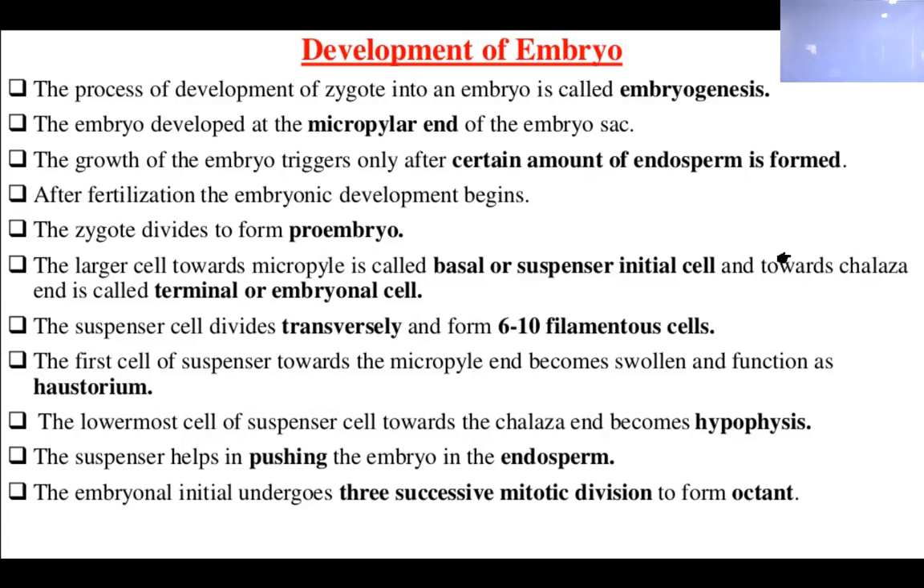That means 3 successive mitotic divisions means what, Sejal? 1 to 2, ये first division हो गया. 2 to 4, second division. And 4 to 8, that's the reason name is given octant. So three successive mitotic divisions, 1 to 2, 2 to 4, 4 to 8. That's the reason given octant. Understood?